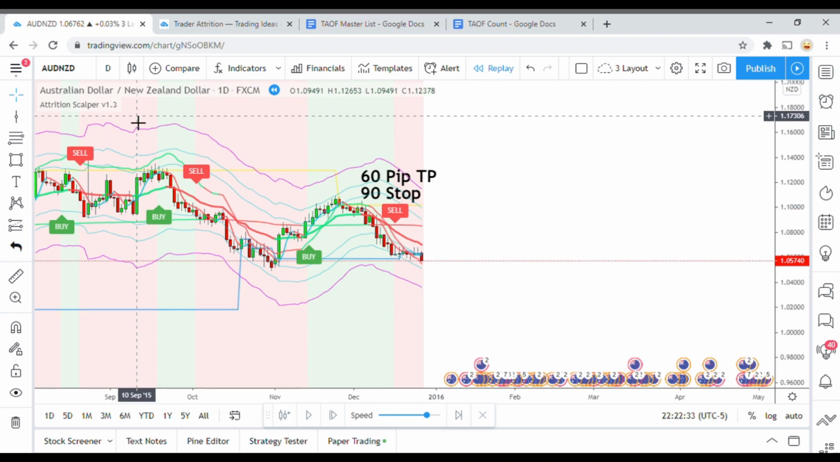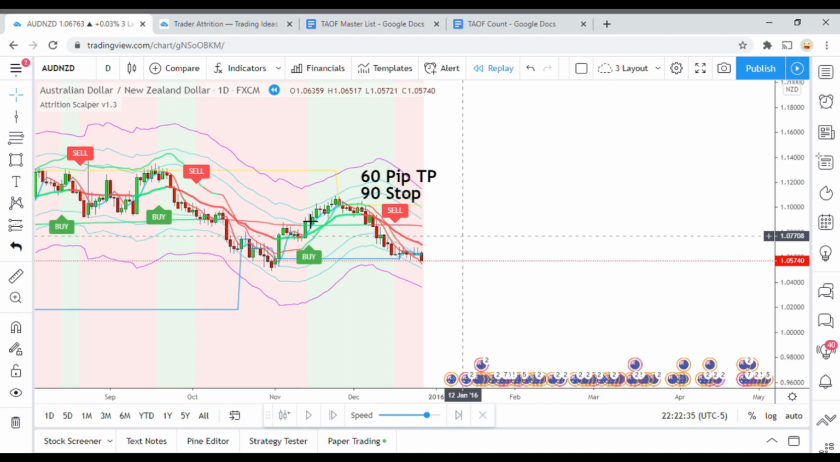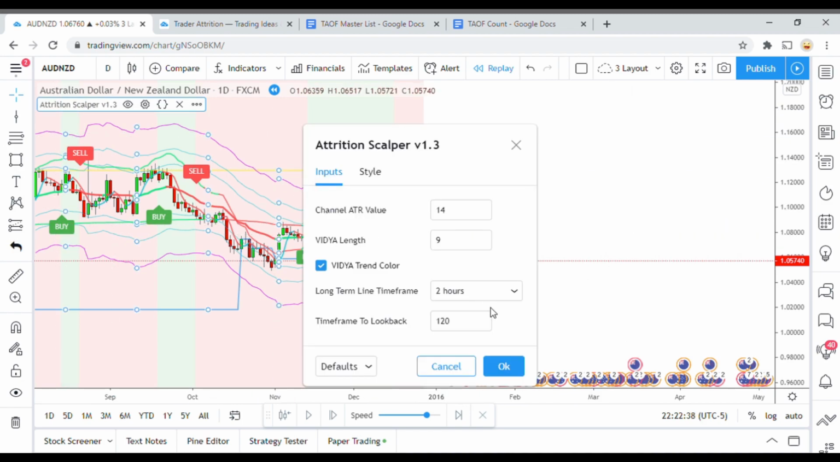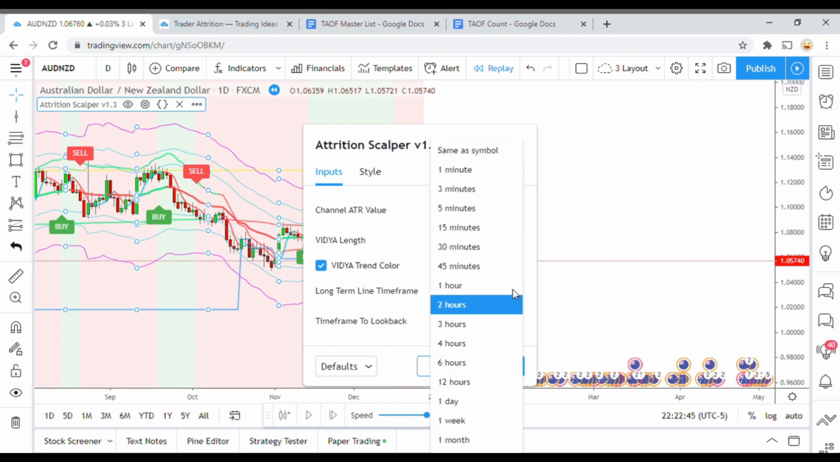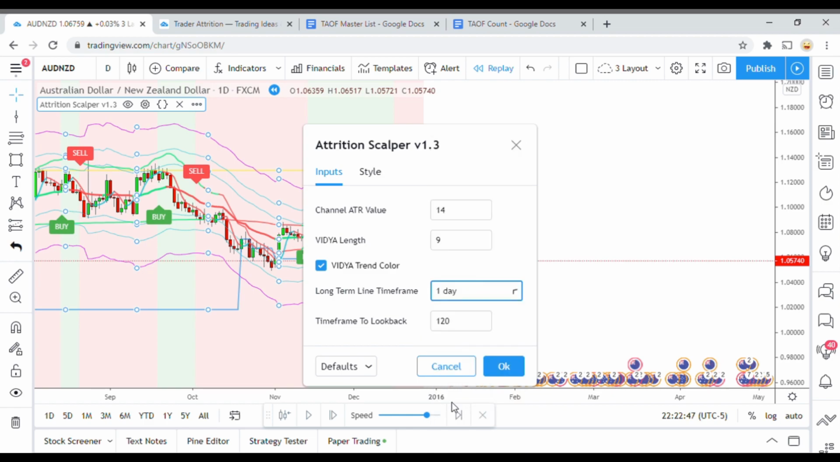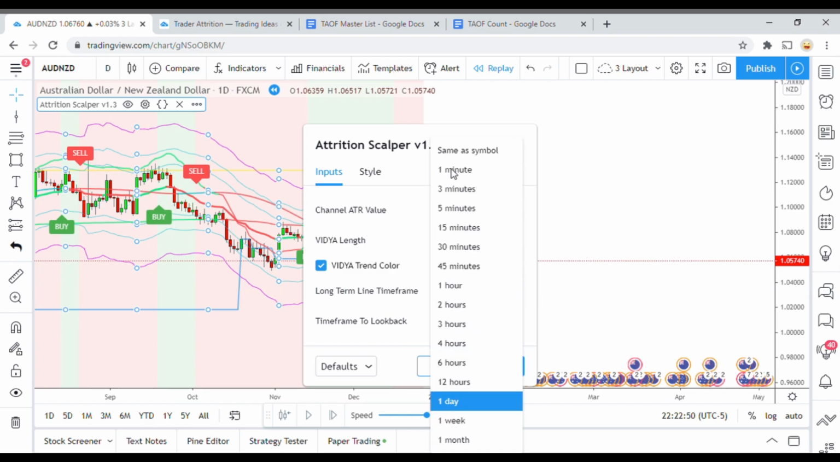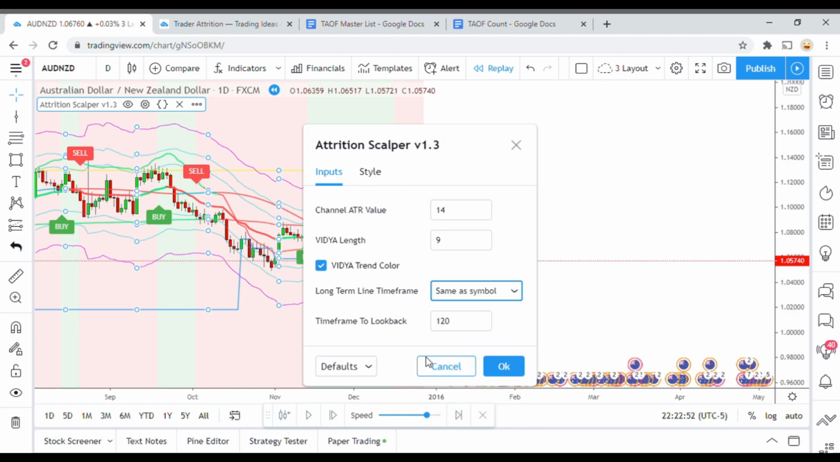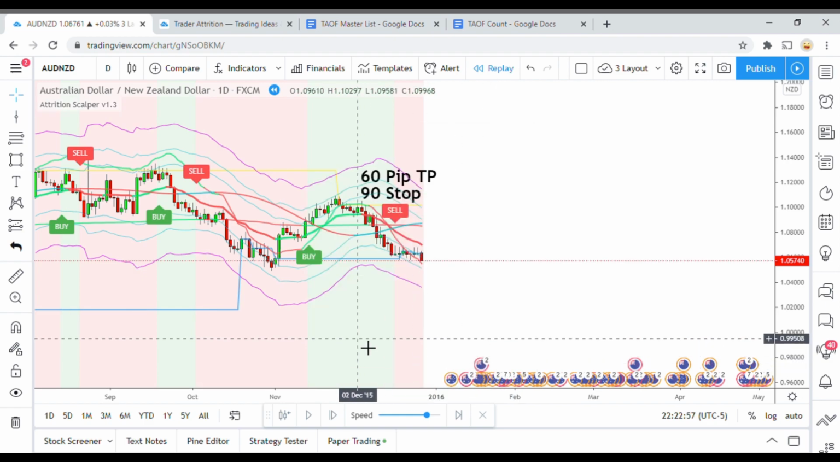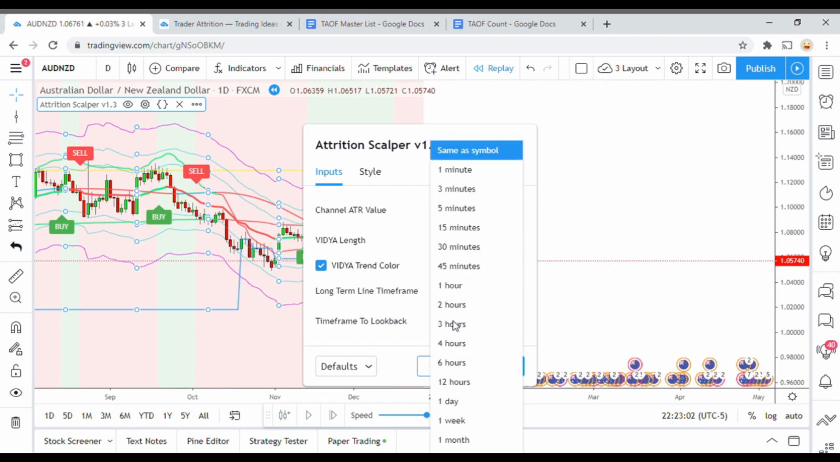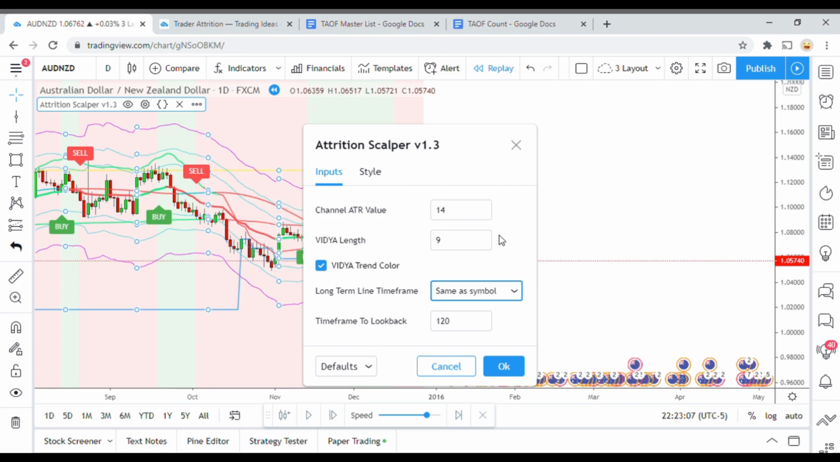And so let's take a look at the settings. The creator recommends that you go in here and change it from a lower time frame to whatever time frame you are planning on using. In this particular case, we will change it to same as symbol.